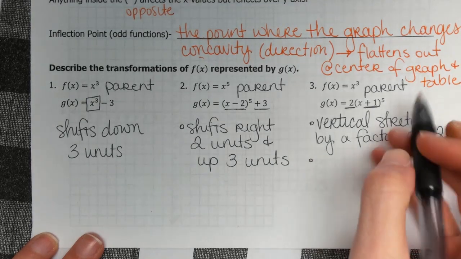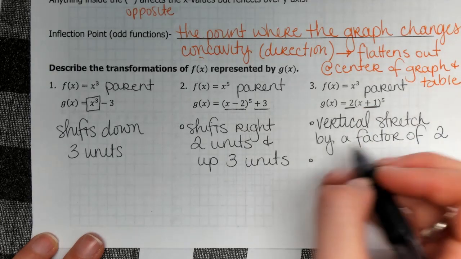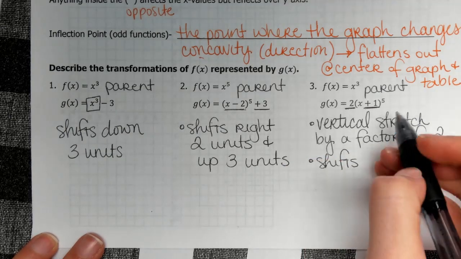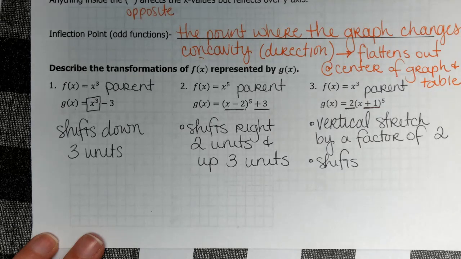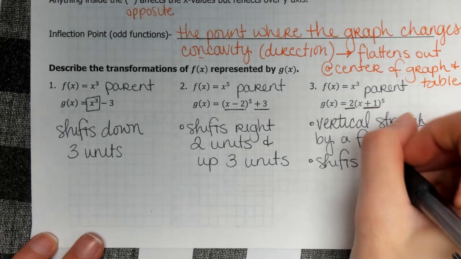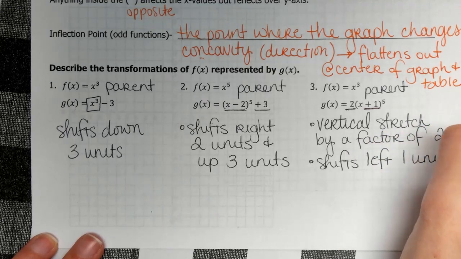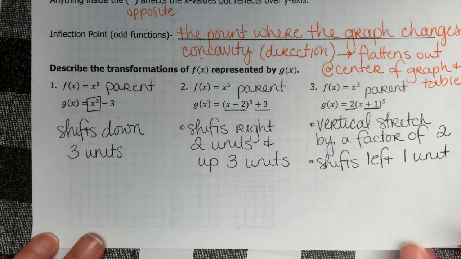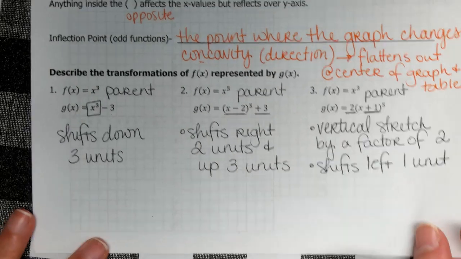So whatever that number is, that's your factor that you would be multiplying by. Okay? And then that plus 1 is happening inside parentheses, so it's happening to my x. So that tells me I'm shifting where? My x-axis goes left and right. It's the opposite of, so it shifts left 1 unit. Okay? Are you okay with that? Alright.